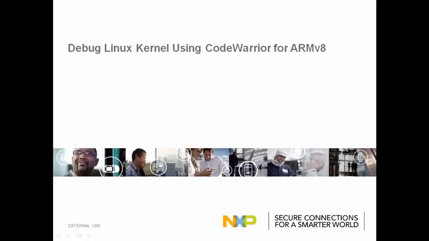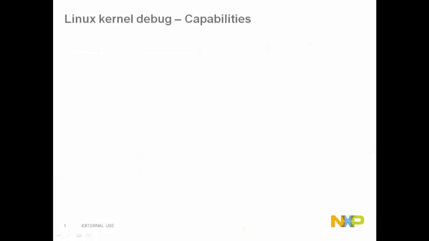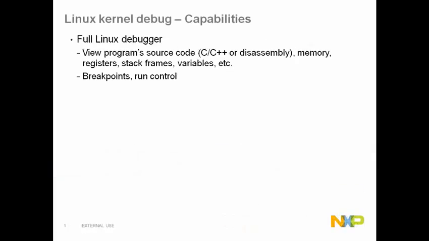This video shows you how to create and debug an ARMv8 project for Linux kernel. The video also explains various OS awareness capabilities. The Linux kernel debug provides you the following capabilities. You can view program source code, memory, registers, stack frames, or variables. No kernel changes are required.